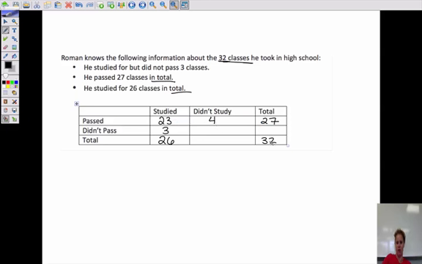If there were 32 total classes and he studied for 26, then how many didn't he study for? Well, that would be 6. In the same total, we can use 32 classes as his total number of classes. If he passed 27, then he didn't pass 5. And then there would be 2 that he didn't pass or study for. So we just use subtraction to figure out all the rest. Okay?